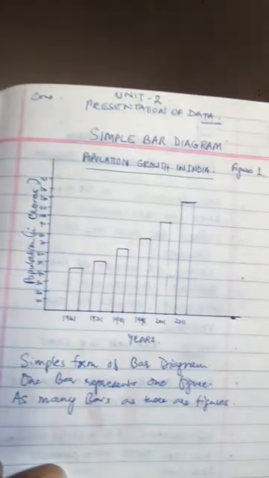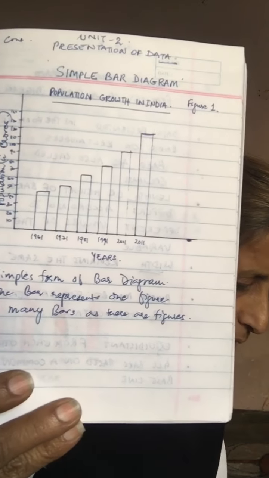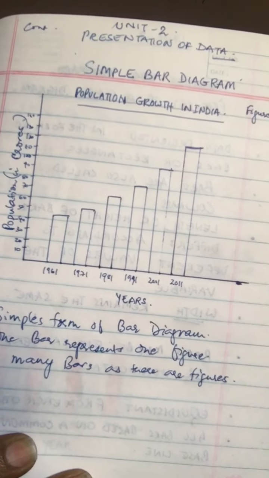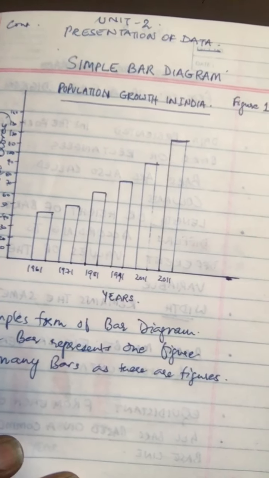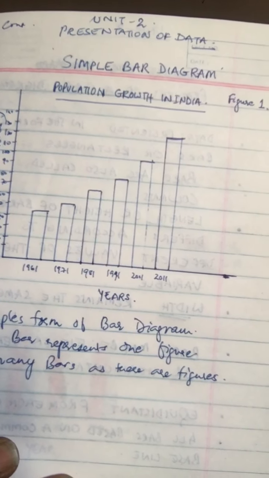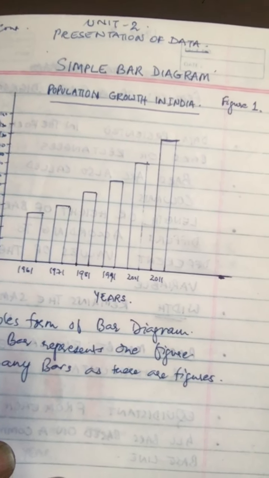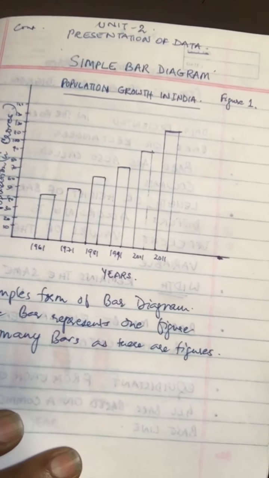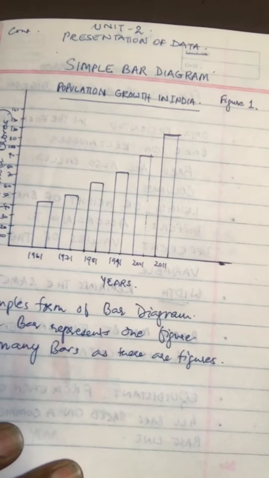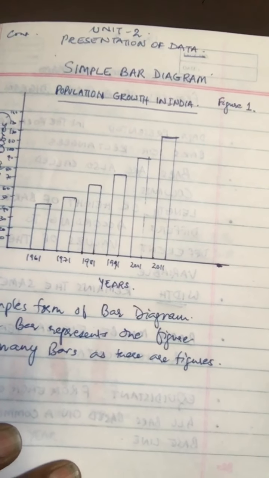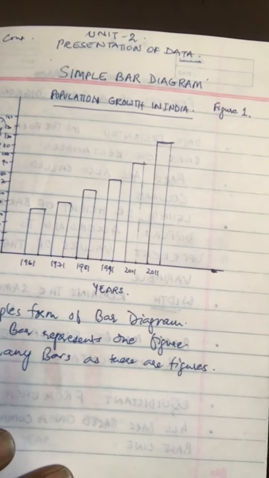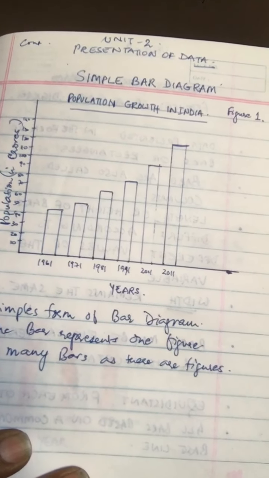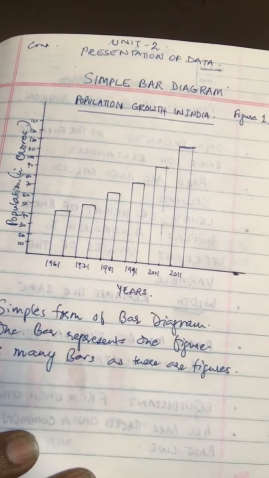Let's take this one, for example. This is a simple bar diagram, and here the population data of India from the period 1961 to 2011 has been given. So this data has been shown here. It's the simplest form of bar diagram, and one bar represents only one figure. Now let's take 1961, one figure. What is that? 43.9 crores.